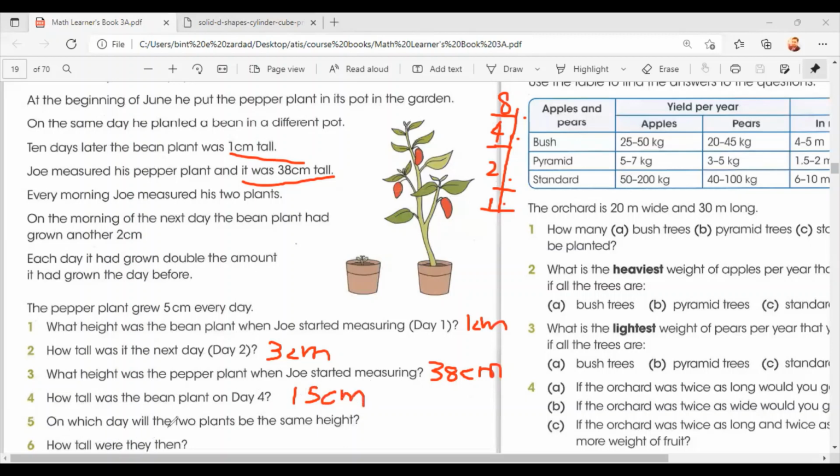Okay, on which day will the two plants be the same height? Josh measured his pepper plant and it was 38 centimeters tall. Every morning, Josh measured his two plants. The pepper plant is also growing. So on which day does it reach the same point?